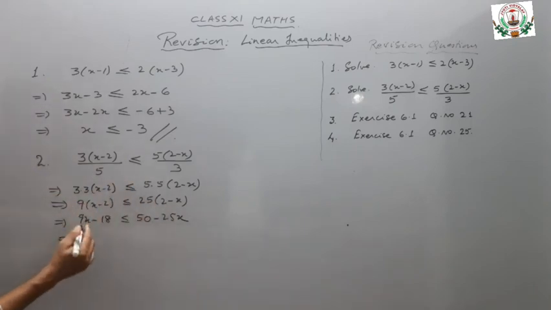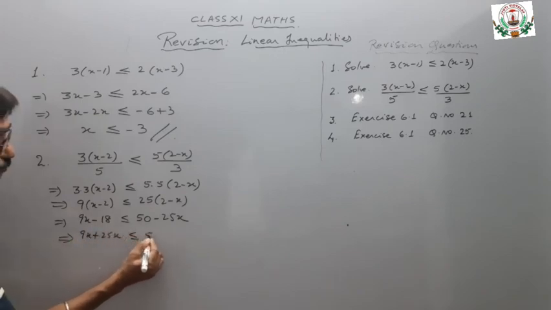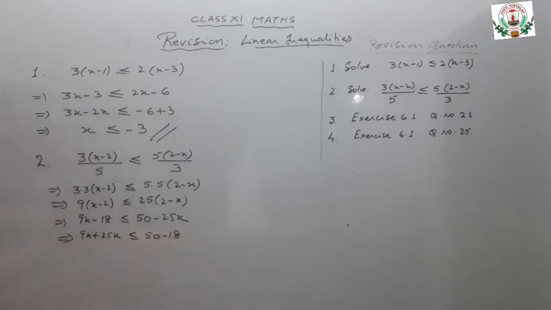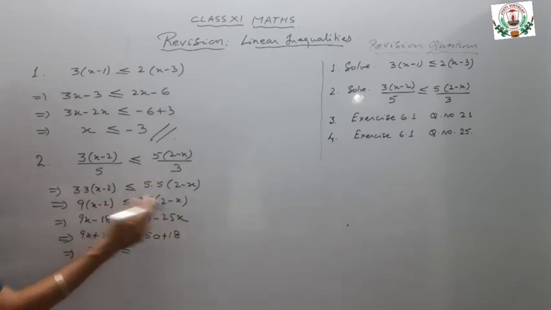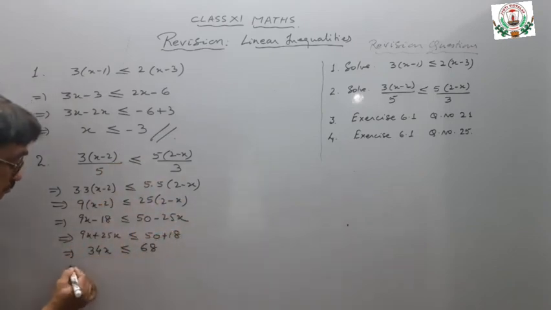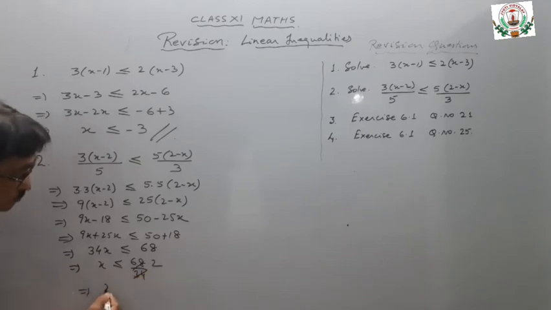Now just we transpose it, 9x plus 25x, 50 minus 18. 34x less than or equals to 50 plus 18, when we transpose, we get 50 plus 18, so 68, so x is less than or equals to 68 upon 34, that is 2, so x is less than or equals to 2.